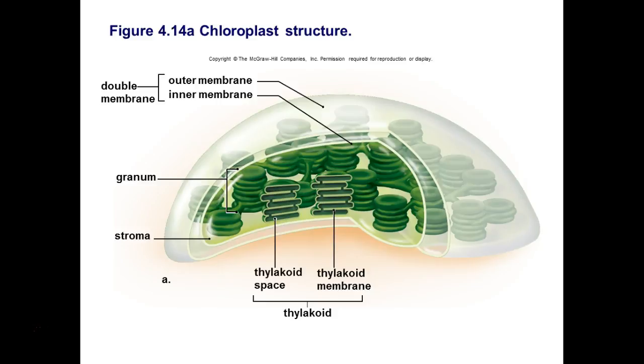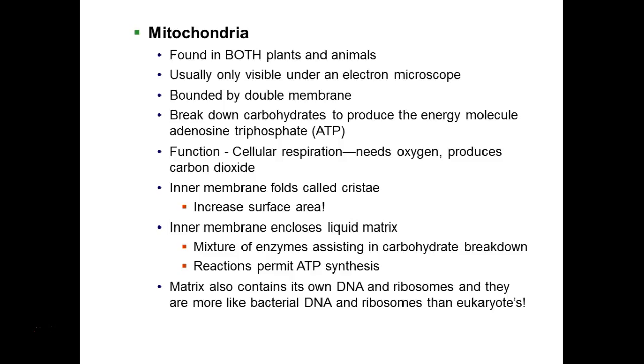Now, chloroplasts are a lot like mitochondria because they are also membranous structures. Mitochondria are found in both plants and animals, and that's important to remember. When I was a student, I thought plants had chloroplasts and animal cells have mitochondria, and I forgot that animal cells have to make ATP also. They need energy. So mitochondria is responsible for making ATP, which is cellular energy, and they're found in both plants and animals. Usually we can only see these under an electron microscope.